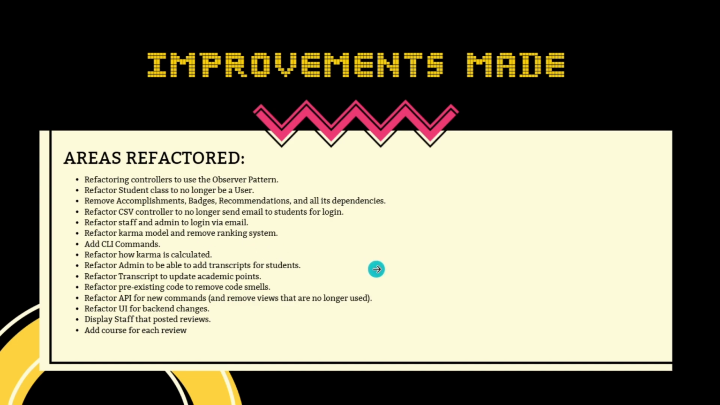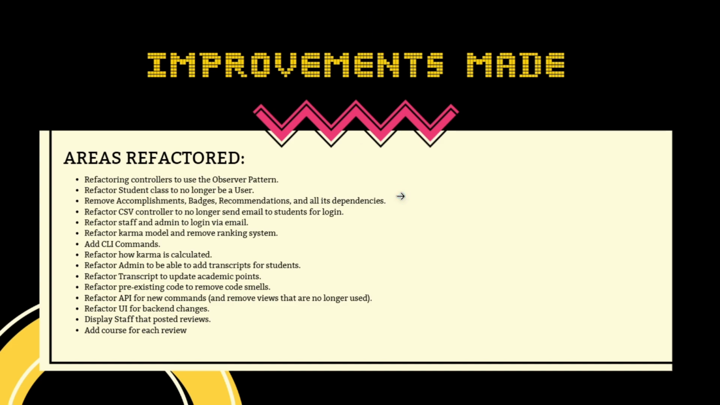Transcript integration: admins can now add a transcript, which automatically updates a student's academic points. This ties the academic performance directly into the karma system. We refactored the code quality to improve maintainability. We refactored pre-existing code to remove code smells and applied the observer pattern. This ensures that when reviews and incidents are updated, karma updates automatically without manual intervention.